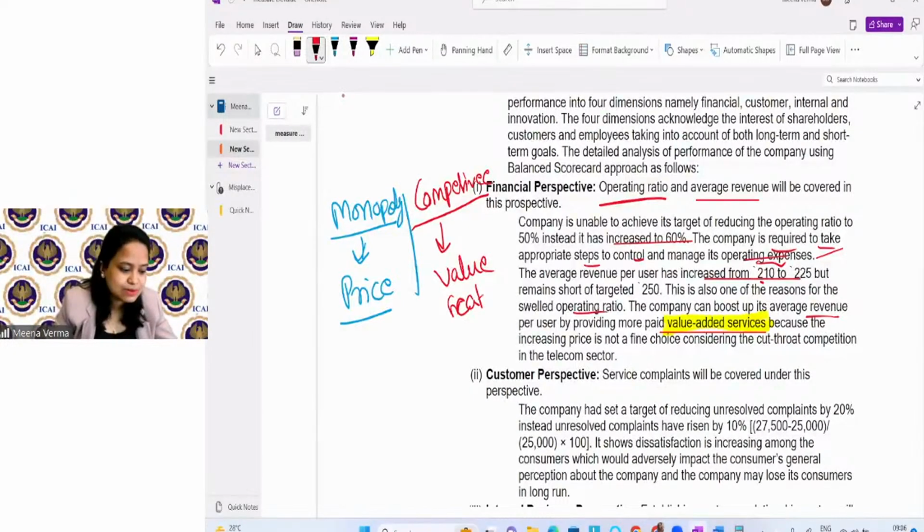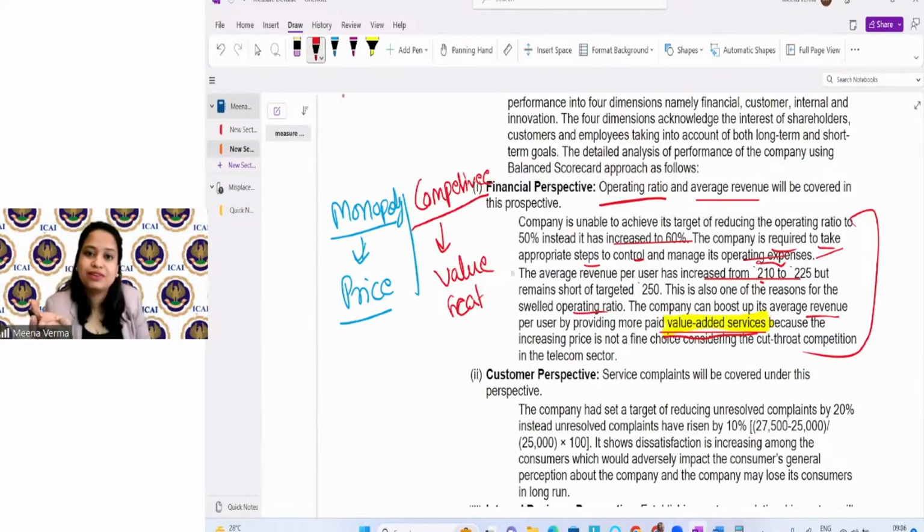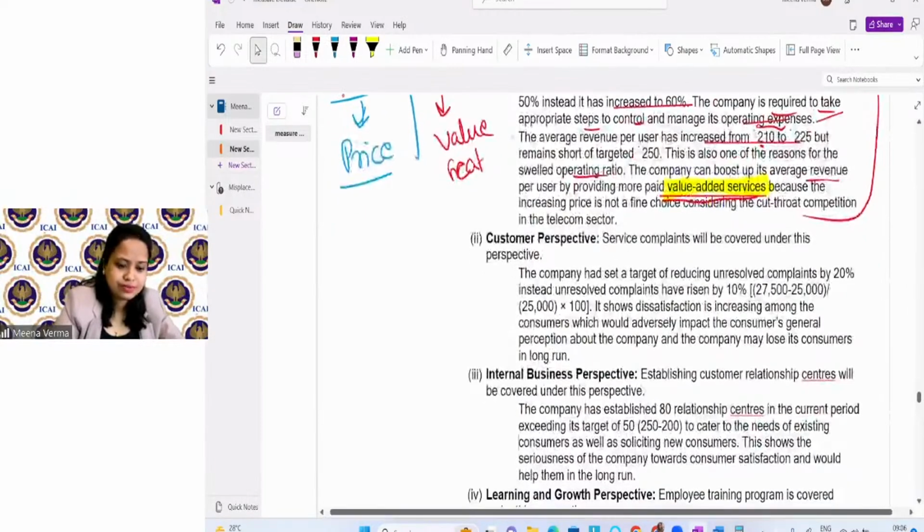And you can see it is mentioned here also that if you want to improve the revenue, provide value-added activities, provide value-added services. If you provide the value-added services, maybe it will help you improve the revenue of the company. You can see how easy it is to answer. Just your concept should be clear. You can easily answer it. Not at all difficult. Okay, next.